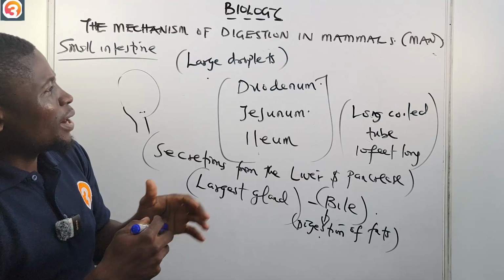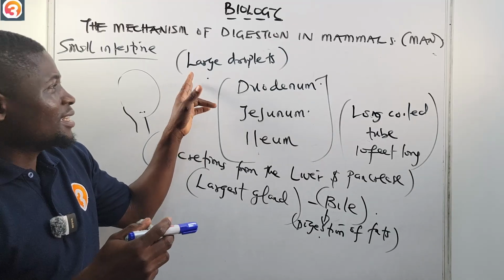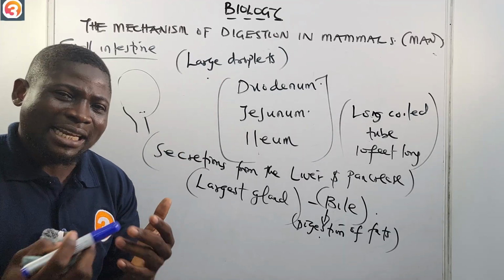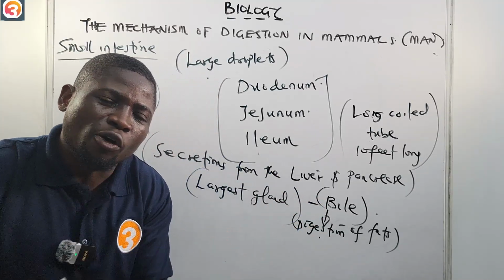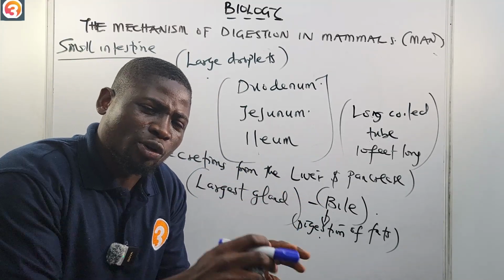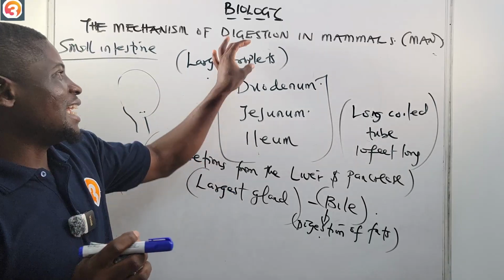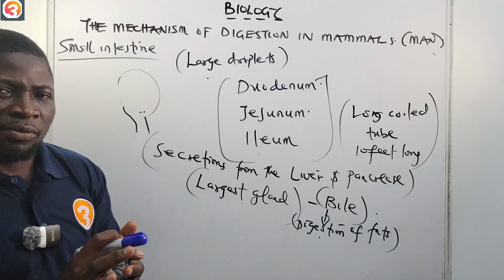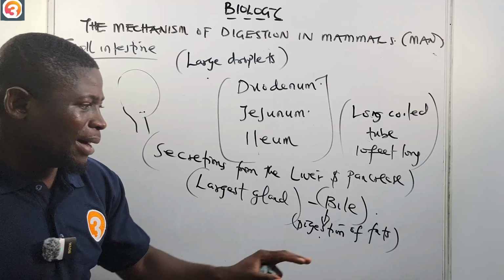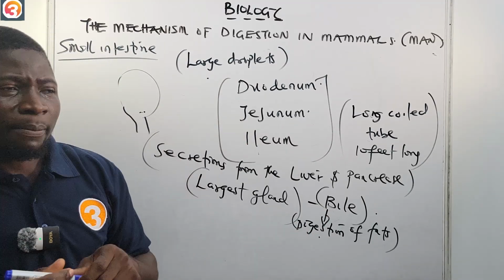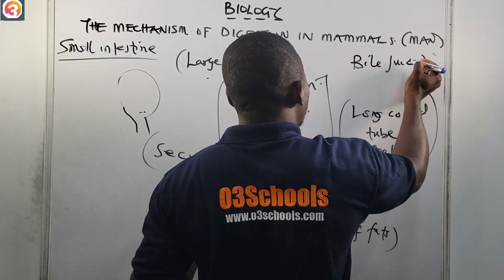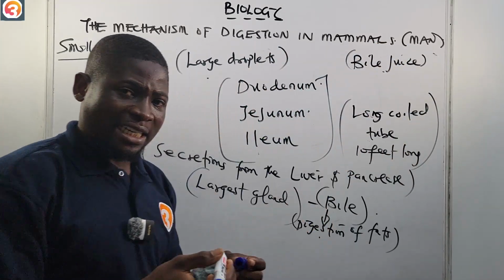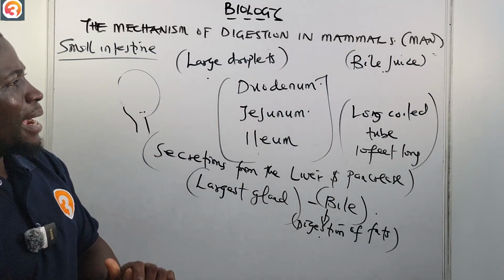Before we can make these droplets be acted upon by enzymes, they have to first be converted to smaller droplets, since they are large and enzymes cannot act on them. So this is what the bile now does. Bile juice, not like the juice you drink, it's like a fluid.